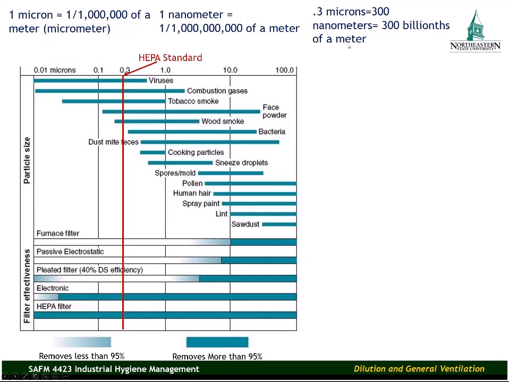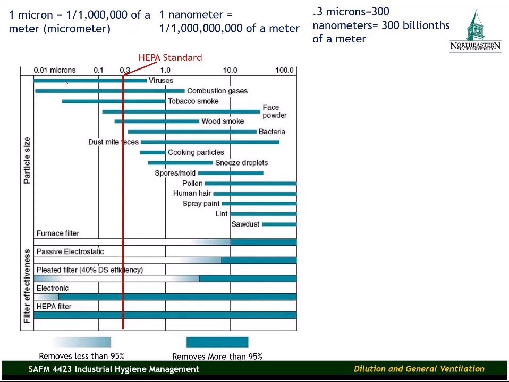So that's what we're talking about with the HEPA standard. 1 nanometer is 1/1,000,000,000th of a meter. But let's look at this chart. Let's use the HEPA standard as a reference. I inserted a red line here to identify the HEPA standard. That's 0.3 microns or 300 billionths of a meter. And many of our viruses are going to be smaller than the HEPA standard.